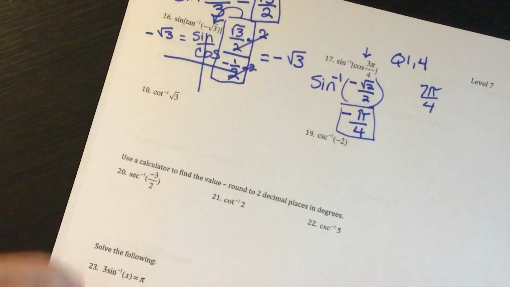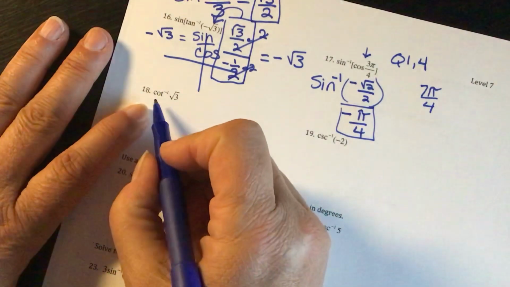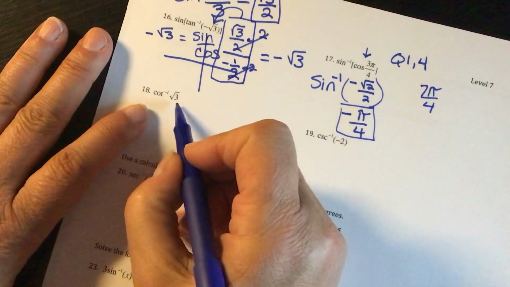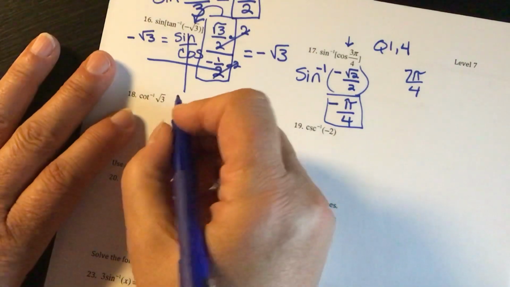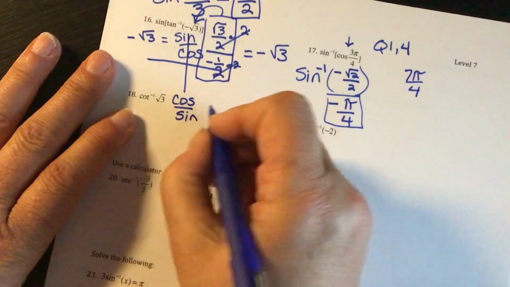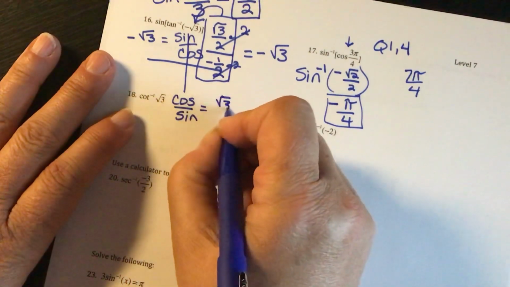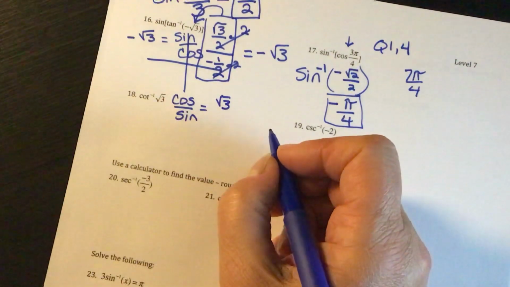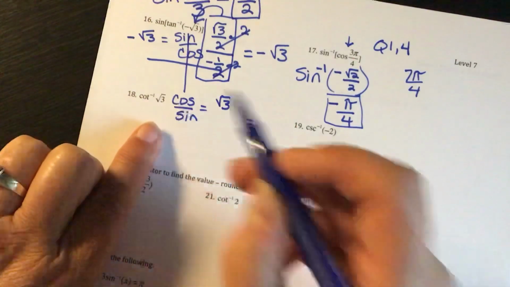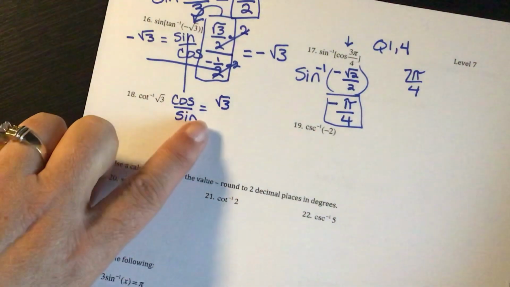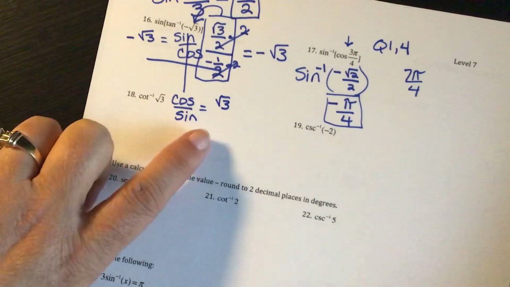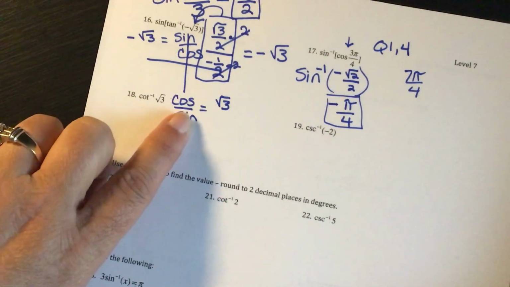Number 18. Here I have cotangent. What angle has a cotangent of square root of 3? Now remember, cotangent is cosine over sine, and I want a square root of 3 on top. This is a positive value, so I'm going to look in quadrant 1, because if this were negative, I would look in quadrant 2. But I'm looking for a cosine.